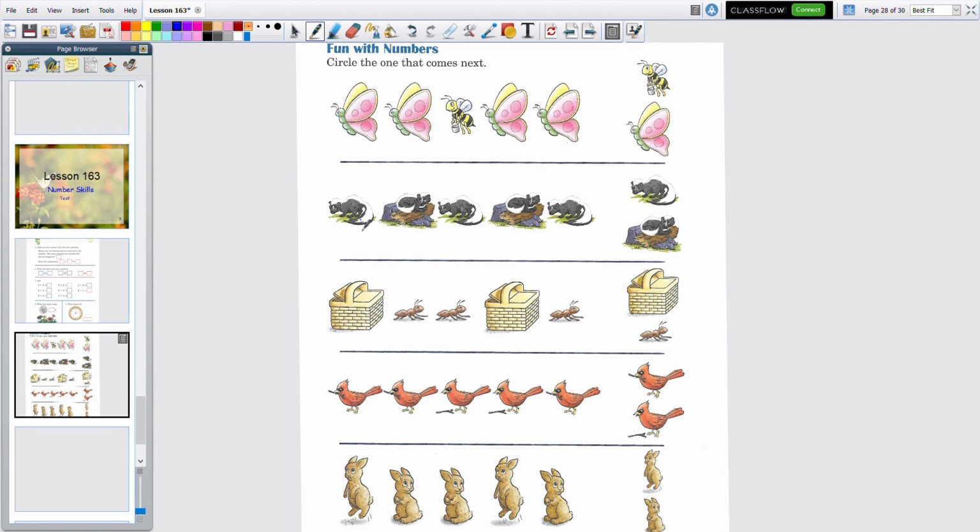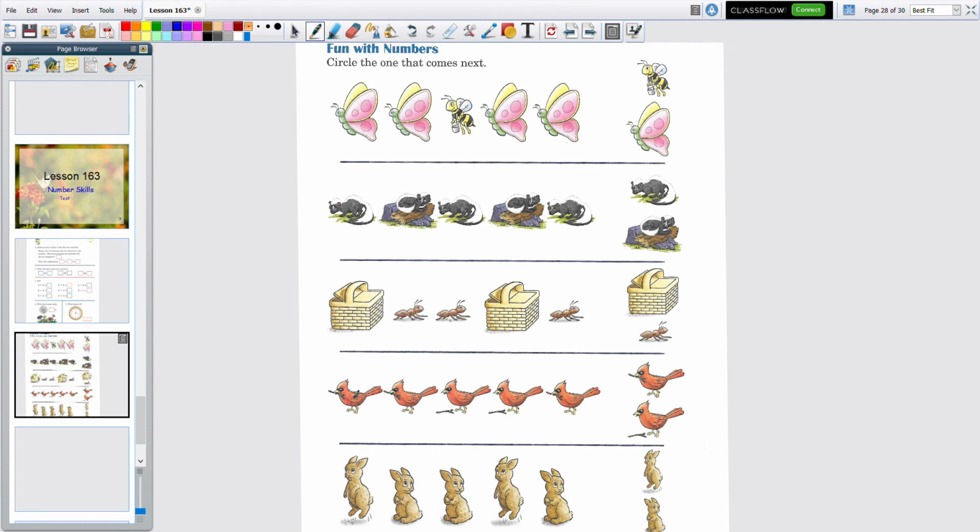Okay, so I'm not sure. So you got a walking skunk and one laying down. So walking, laying, walking, laying, walking. What will come next? You circle that one. Basket, ant, ant. Basket, ant. What will come next?